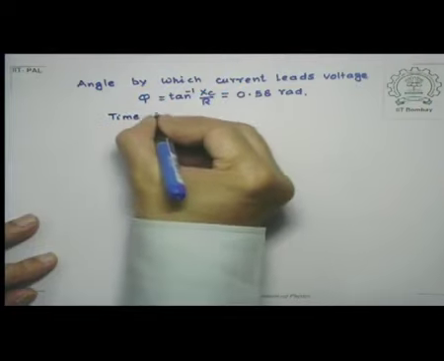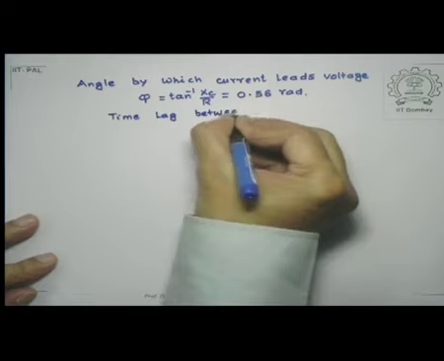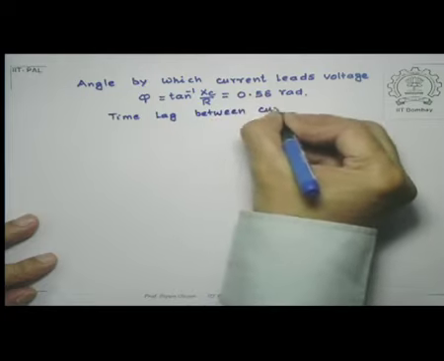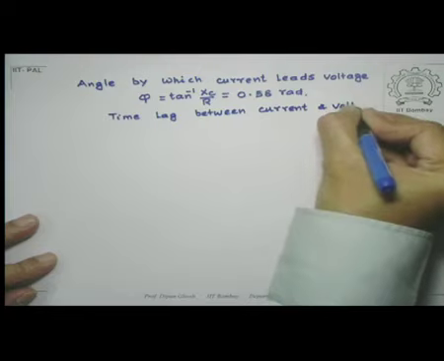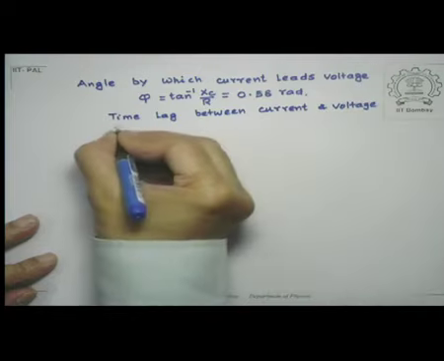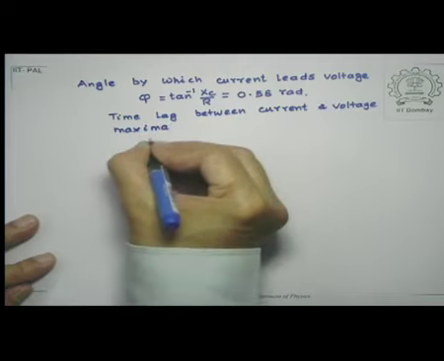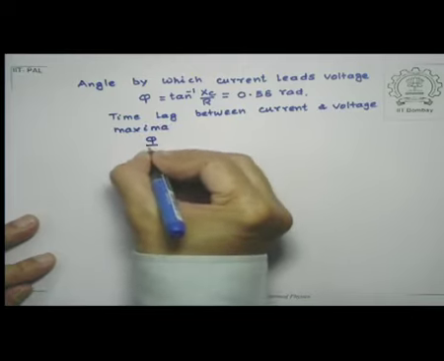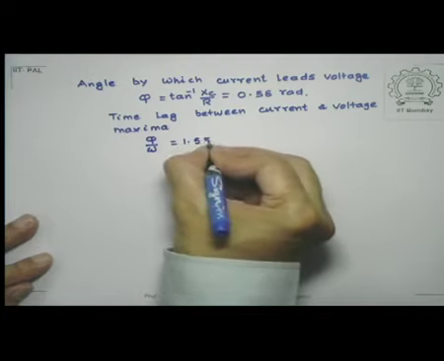The time lag between current and voltage maxima is phi over omega, and that's equal to 1.55 milliseconds.